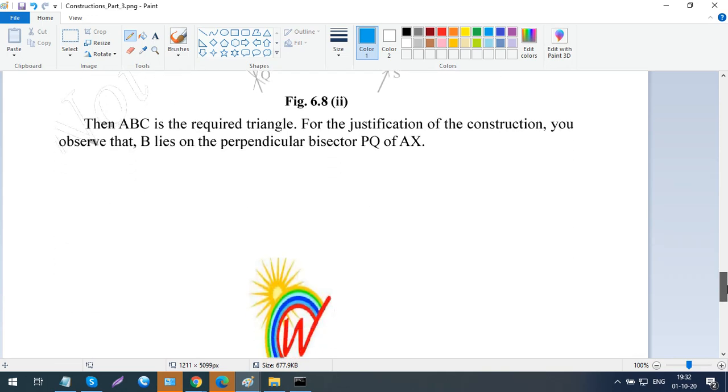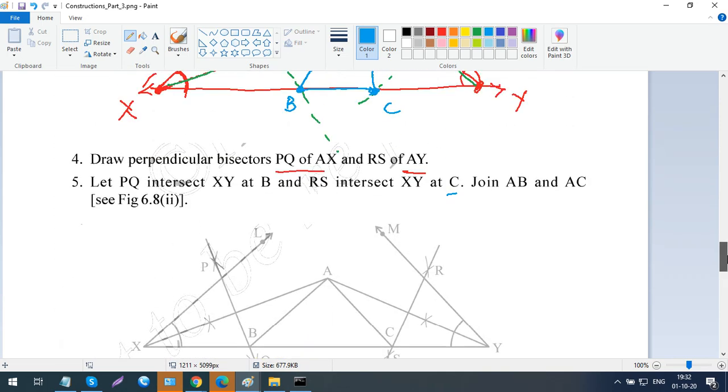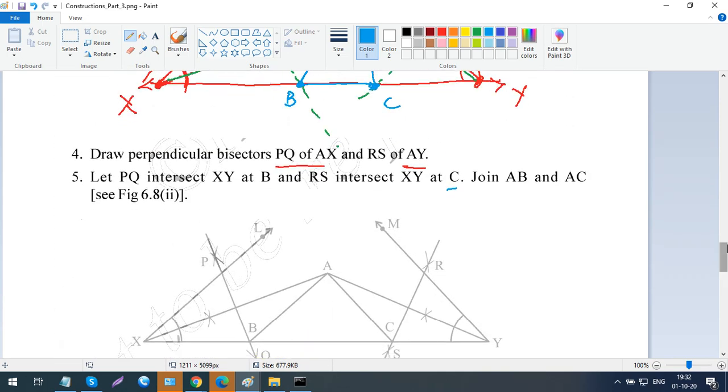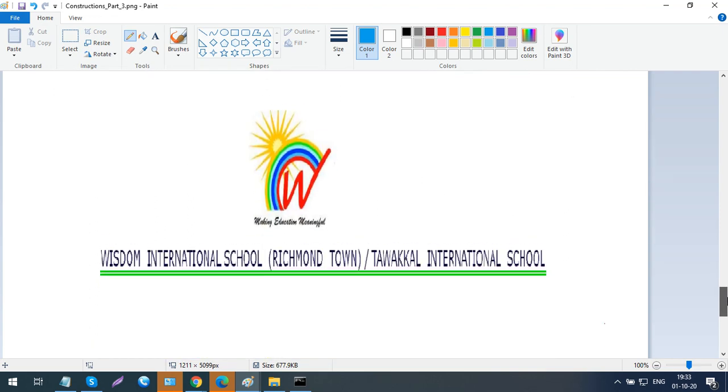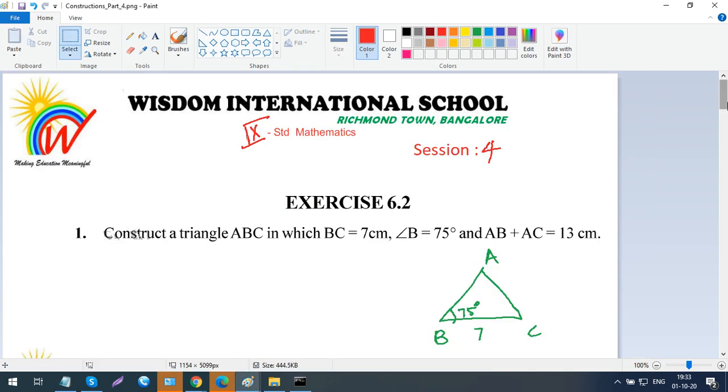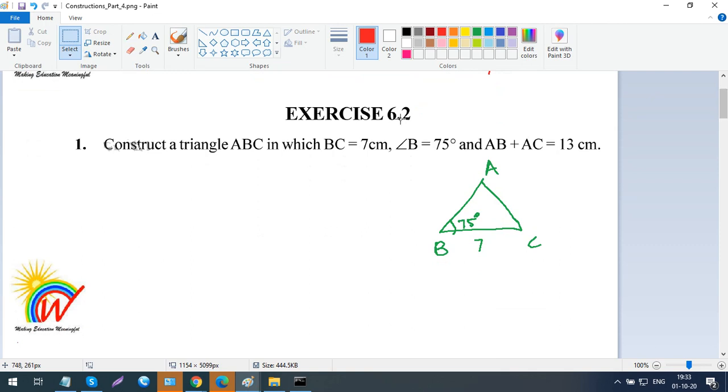So now please go over this video properly and see if you are able to draw it, just with some measurement. And after this we are going to learn the next exercise questions. I'm just going to show you a few next exercise questions. So look at this. First let's come to exercise 6.2.